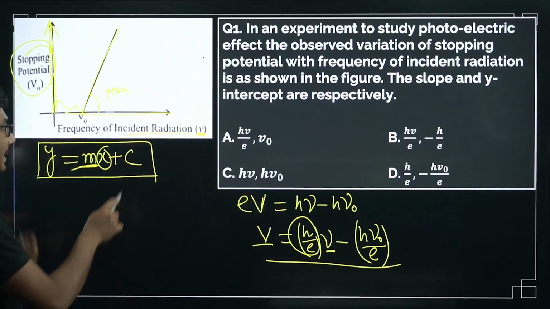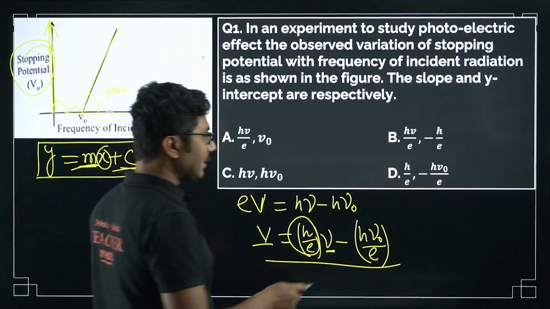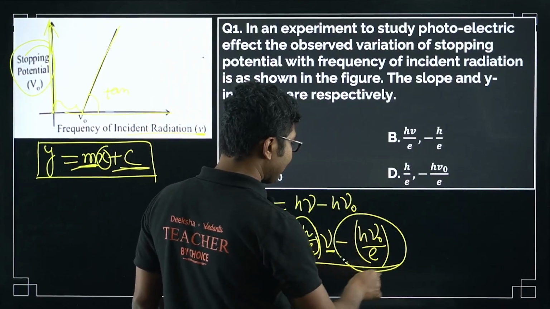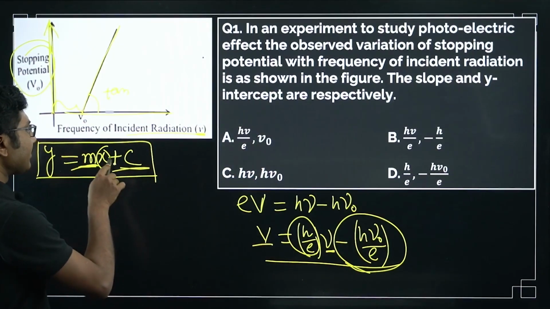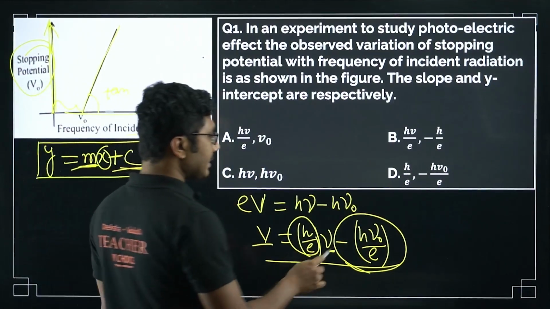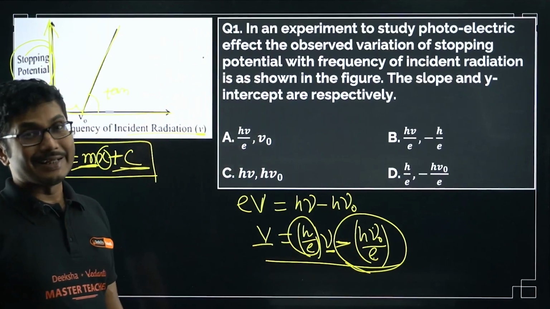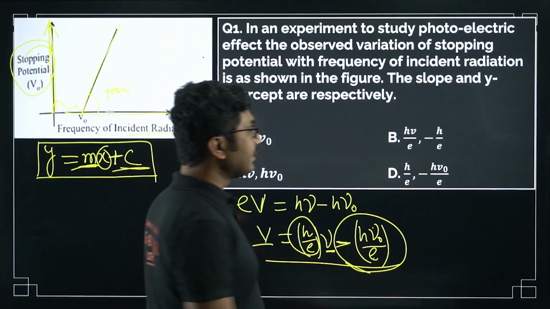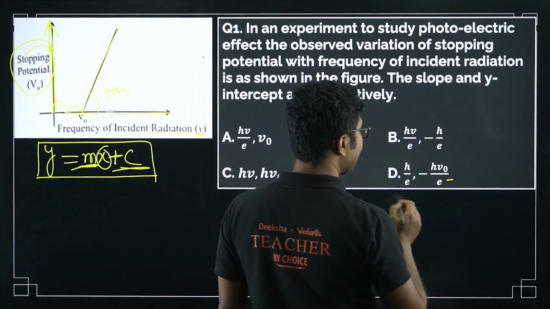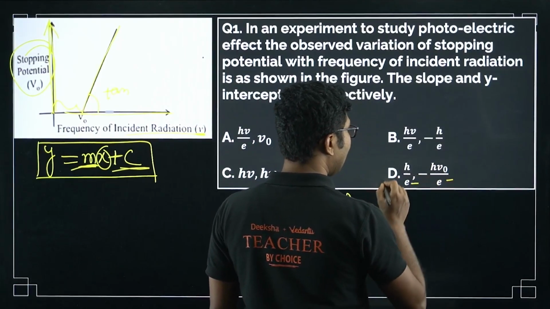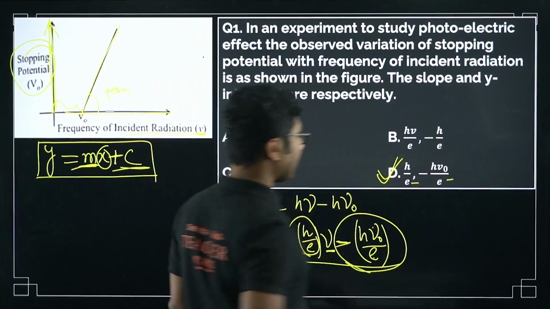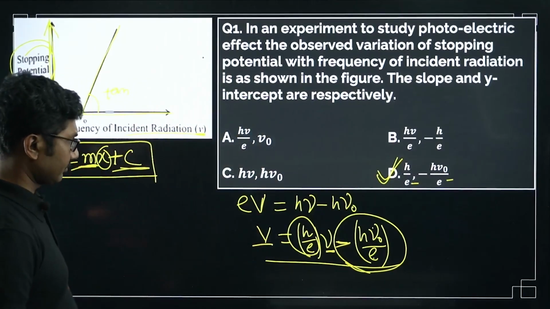And what is the intercept c? Intercept c will be the entire remaining term. Generally the intercept comes in the plus form, but here it is coming in the negative form. So h nu naught by e is the intercept with a negative sign, and h by e is the slope. So option D is the correct answer for this question.